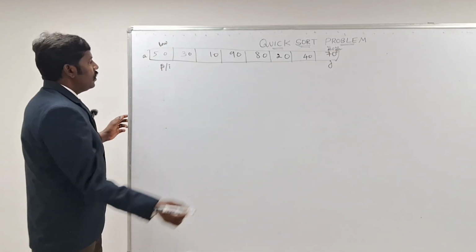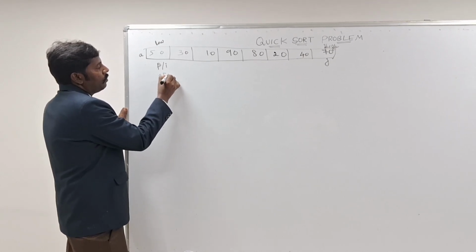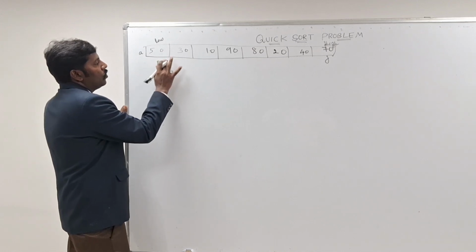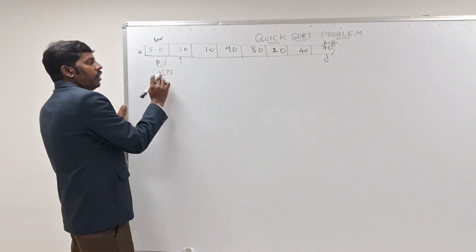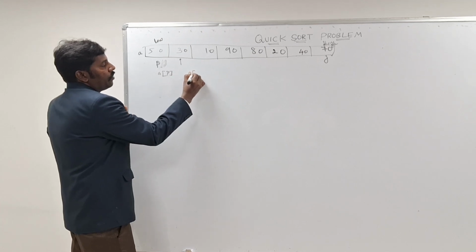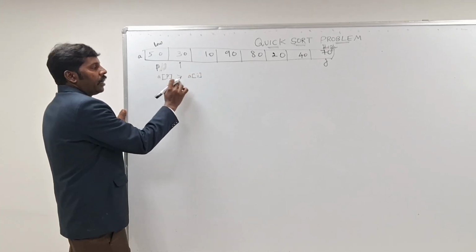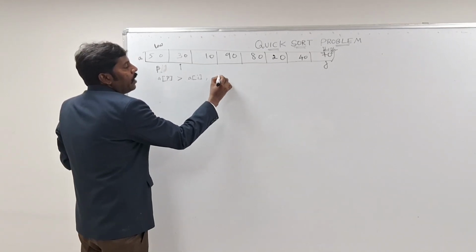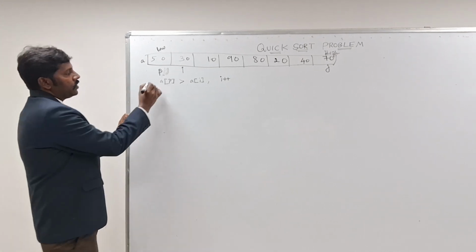The first condition you check is A of pivot. So the I value is moved to 30. First condition: check A of P and A of I. If A of P is greater than A of I, then the I value is incremented by 1. It is the first condition.